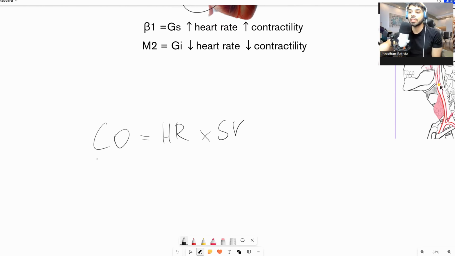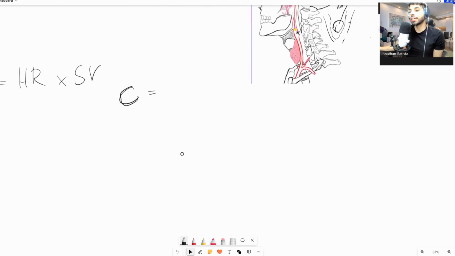Okay? So that's the first one. That's CAP. Contractility. In order, we're going in order. We're saying that C is this system of the carotid sinus. That's contractility.